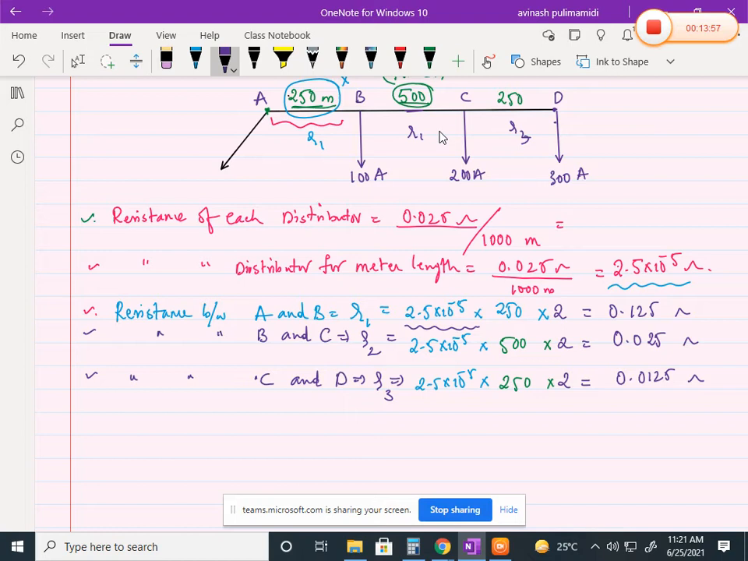Next we will be finding the currents. Okay, what is the current flowing through the section AB?